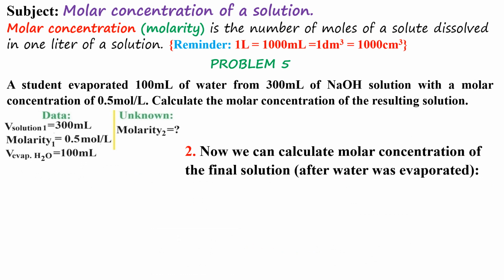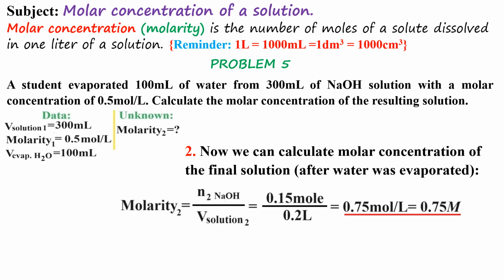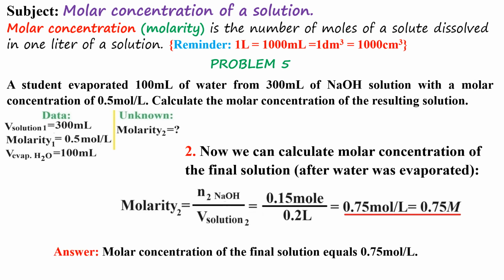Now we are ready to calculate molarity of the final solution. Molarity equals the number of moles divided by the volume of the solution. So we got the answer. Molar concentration of the final solution equals 0.75 mol per liter.